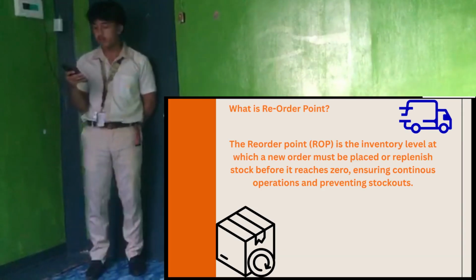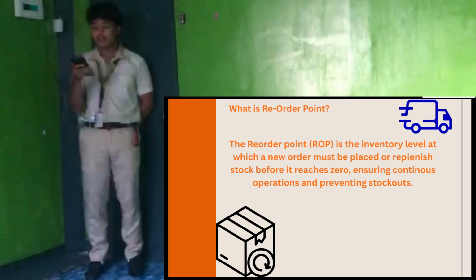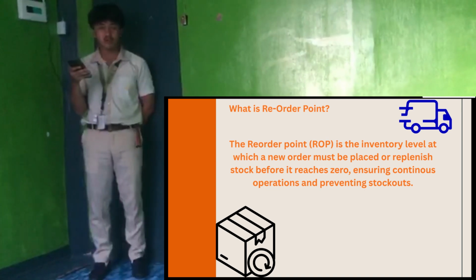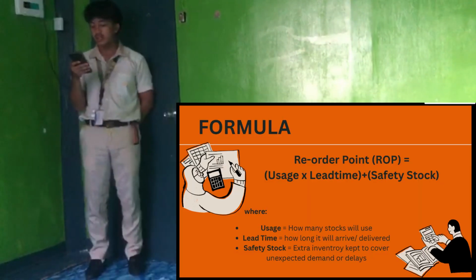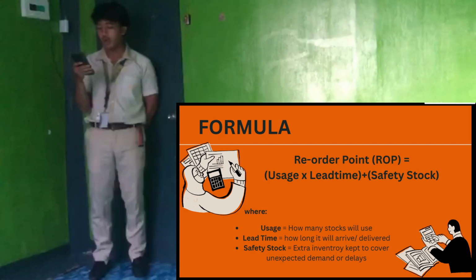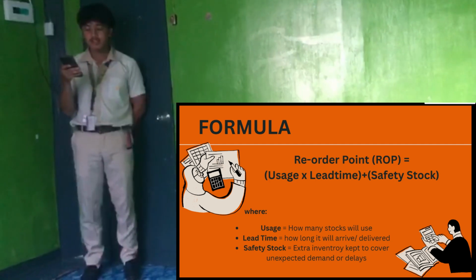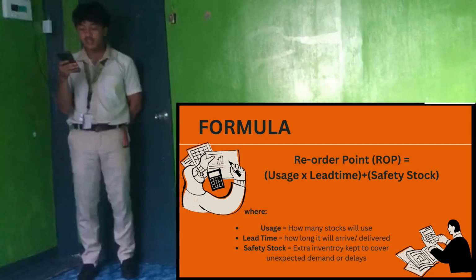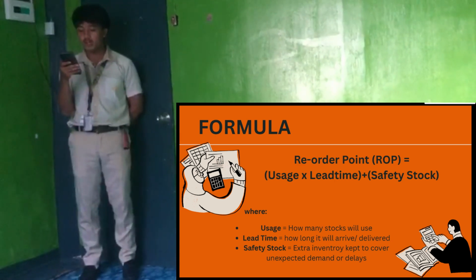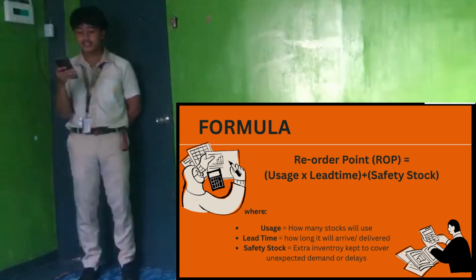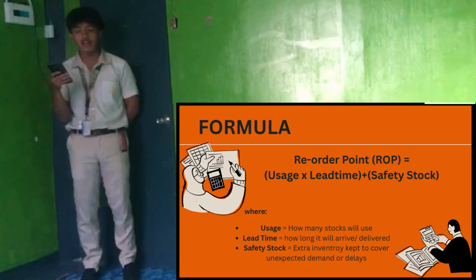So what is ROP? ROP is the inventory level at which a new order must be placed or stock replenished before it reaches zero, ensuring continuous operation and preventing stockouts. So here's the formula of ROP: usage times lead time plus safety stock. Usage is how much stock will be used, and lead time is how long it will take to arrive or be delivered. And lastly, safety stock is extra inventory kept to cover unexpected demand or delays.